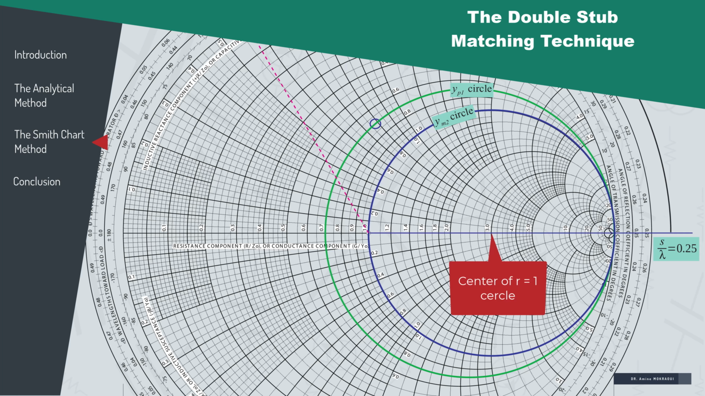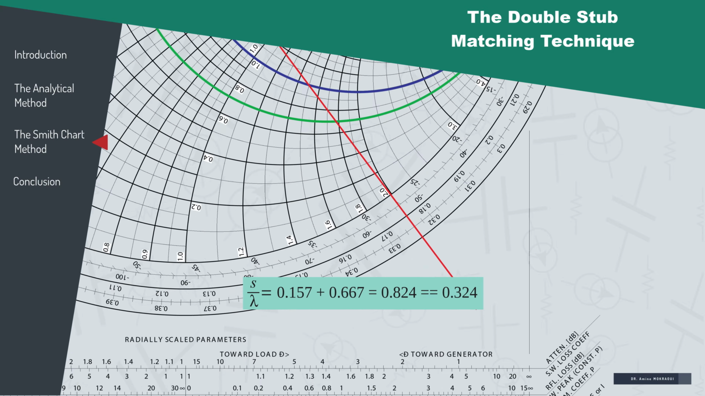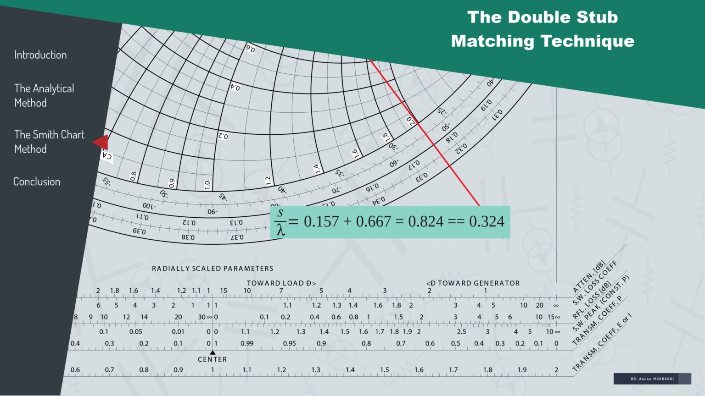We stop at S over lambda equals 0.473 plus 0.667 equals 1.140, which is equivalent to 0.140 on the Smith chart. For the second point, we have S over lambda equals 0.157 plus 0.667, which equals 0.824, equivalent to 0.324 on the Smith chart.